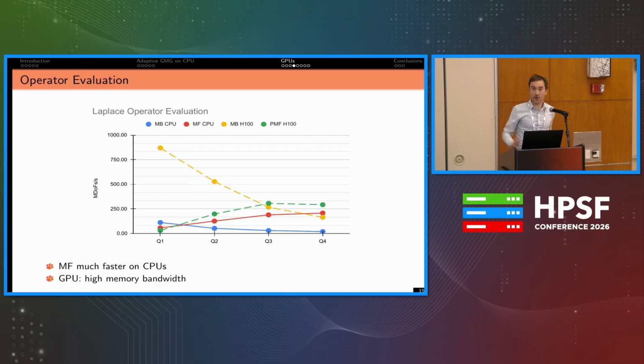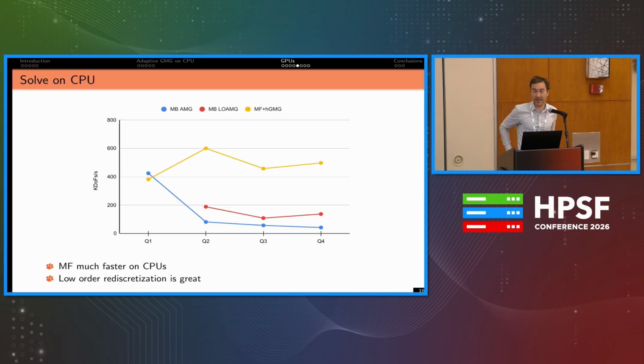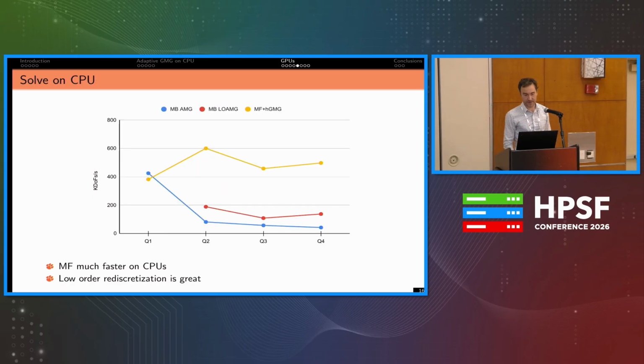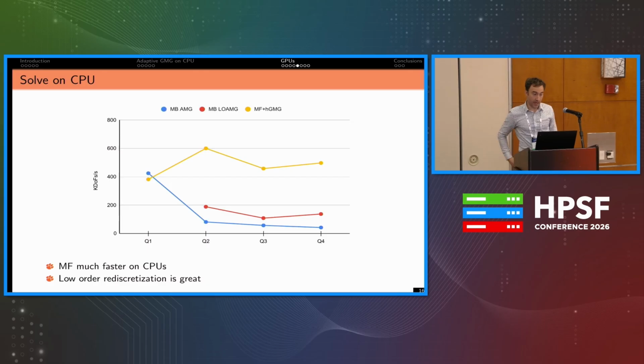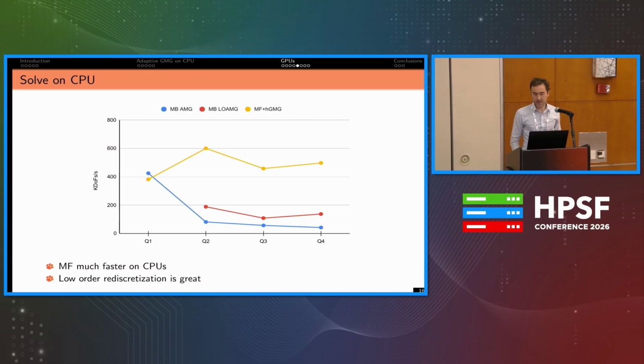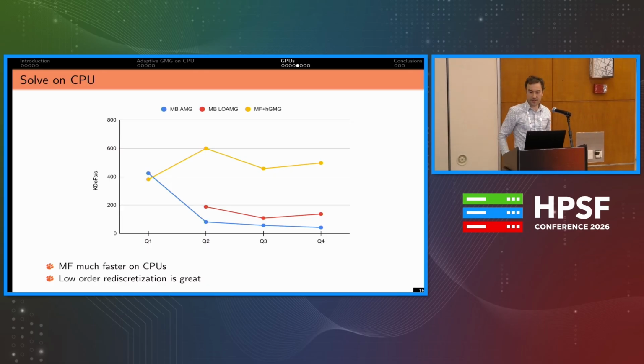But that's not the whole story. This is just multiplying a matrix. When you do a solve, you need a preconditioner, so you need to do either algebraic or geometric multigrid. Again, this is throughput, and this is only on the CPU. Here you see that even though they were somewhat close, our matrix-free CPU approach is way faster than the matrix-based approaches. But the low-order discretization is certainly worth it.